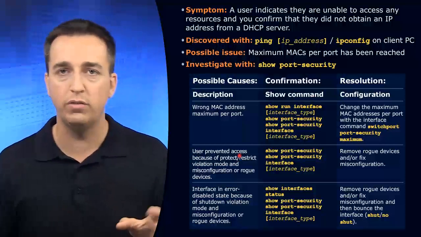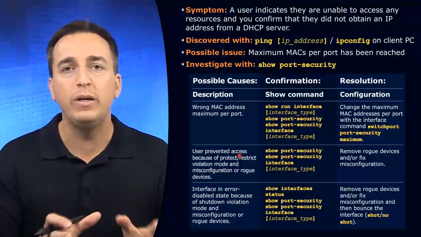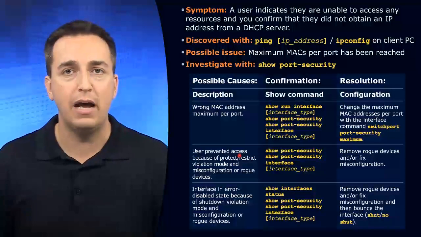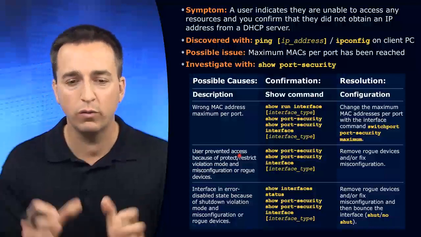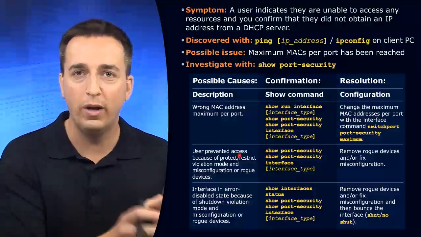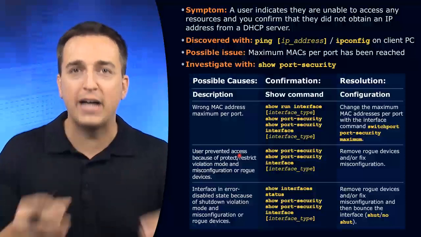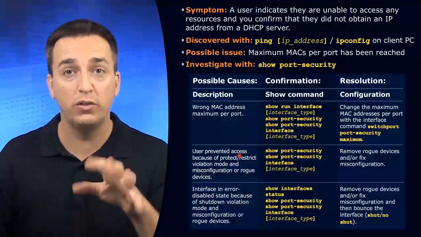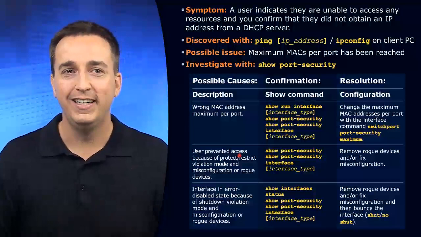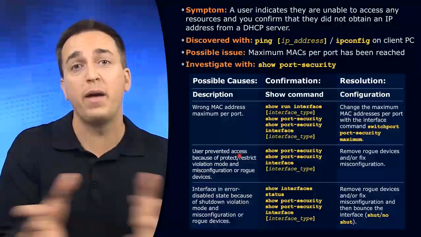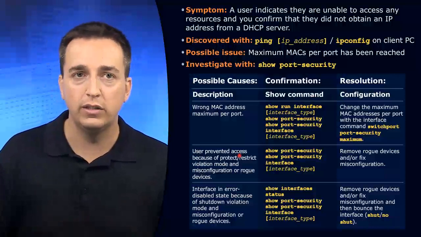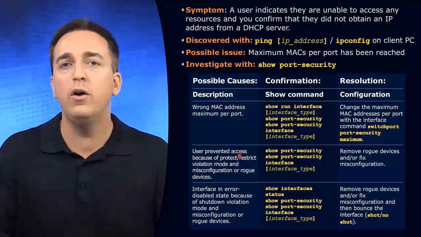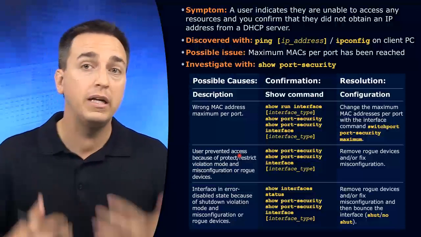With the protect violation mode, you will simply prevent the rogue devices with the rogue MAC addresses from accessing the network. However, it might not be a rogue device. What if the rogue device's MAC address was one of the MAC addresses that were learned within the maximum value range? Let's say you had a maximum value set to 2. So that rogue device's MAC address was learned before the legitimate device's MAC address was learned. Now it's the legitimate device that's going to be prevented from accessing the network when the violation occurs. The problem with protect violation mode is that there's no log messages generated.